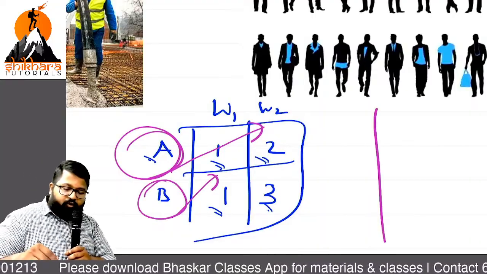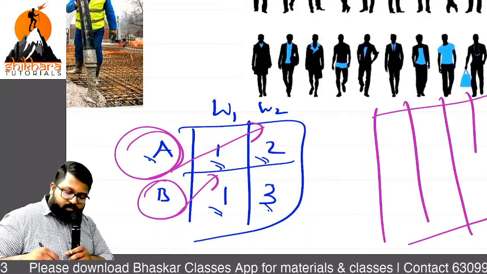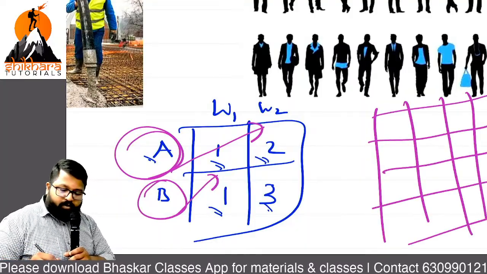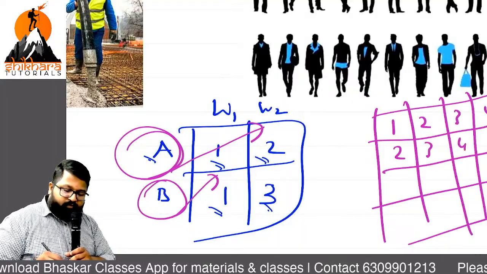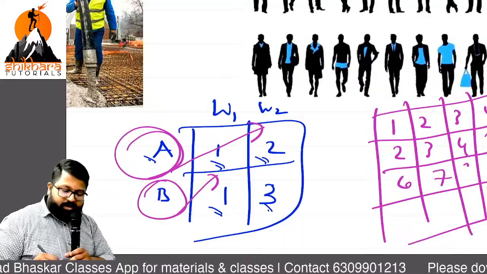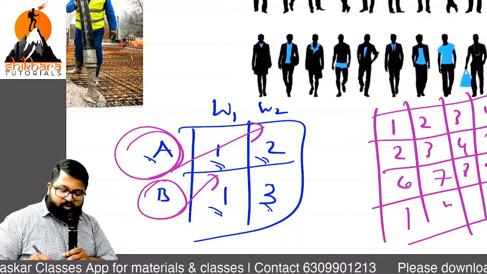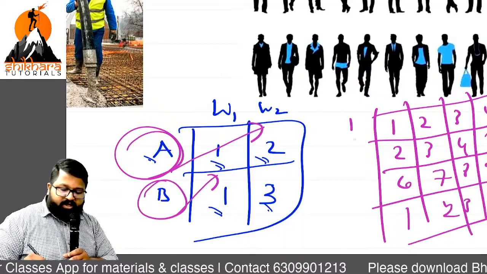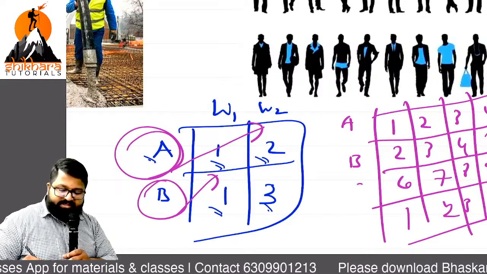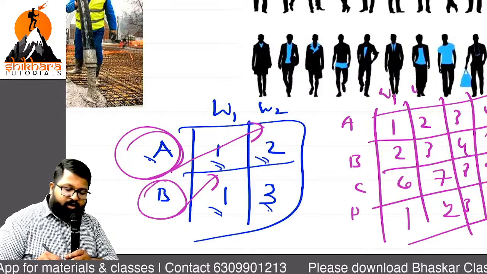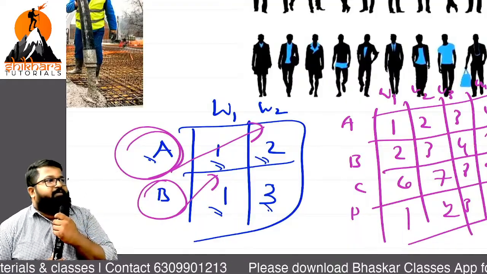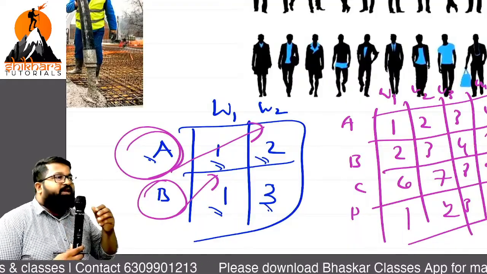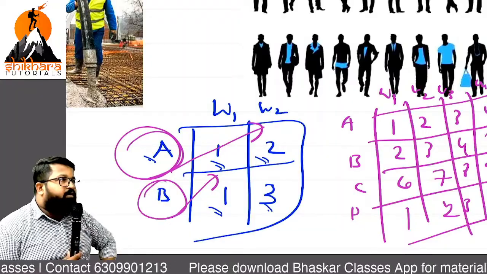But however, if we go with this pattern, 1, 2, 3, 4, 2, 3, 4, 5, 6, 7, 8, 9, 1, 2, 3, 4, with workers A, B, C, D and work 1, work 2, work 3, work 4. Now which is the better option? Is it possible for you to tell in the same way which you said earlier?